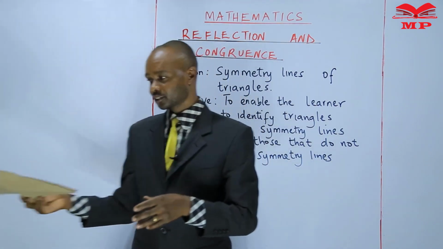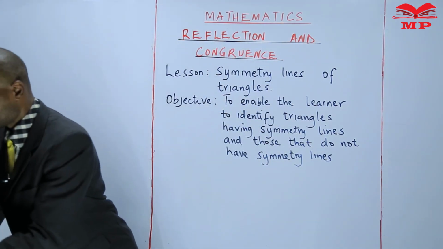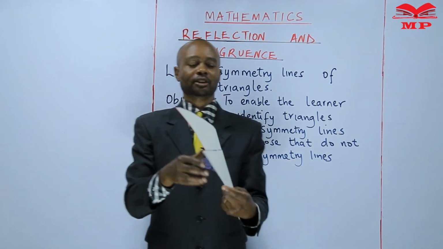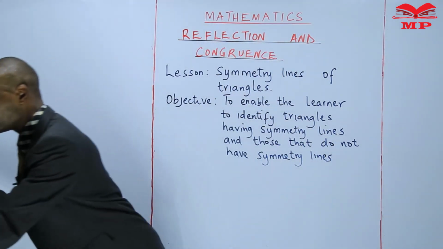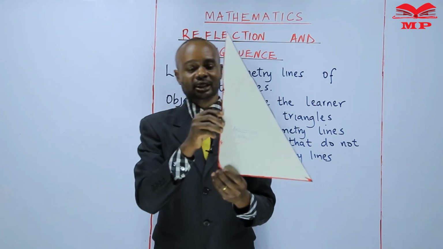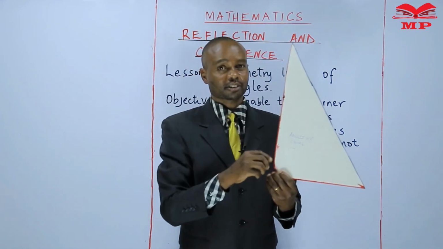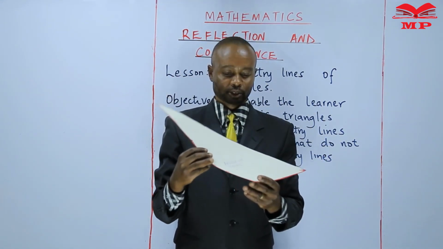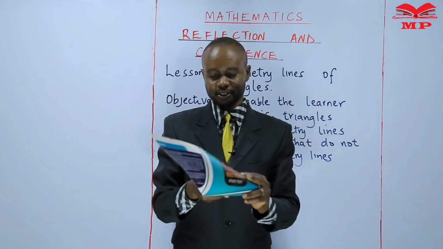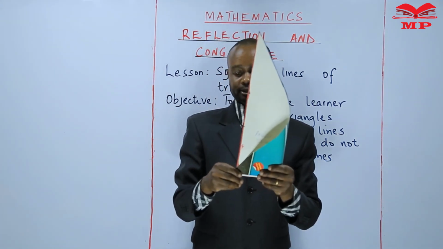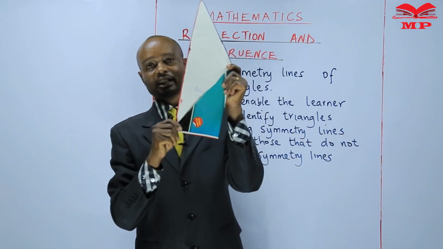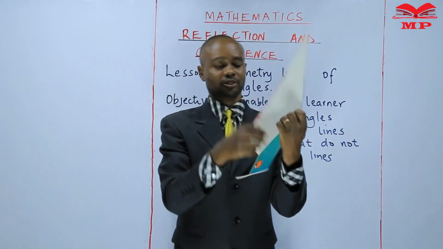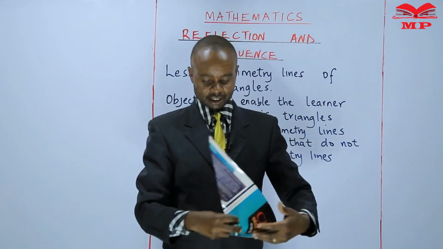I'll move to the last triangles where none of the sides is equal. I'll start with this one, which looks like a right angle. It's a right angle triangle, but none of the sides is equal to each other. Let me fold. I think that will not give me a symmetrical line because this part is not equal to the other one. I'll try the other one.